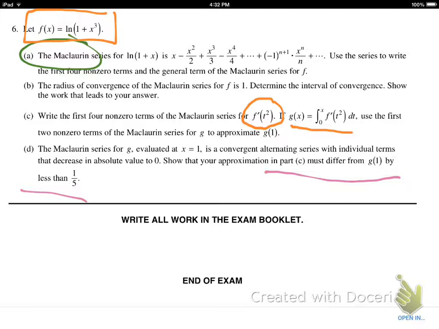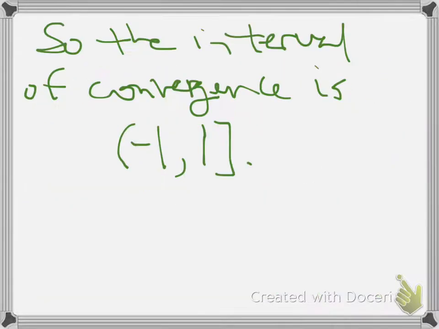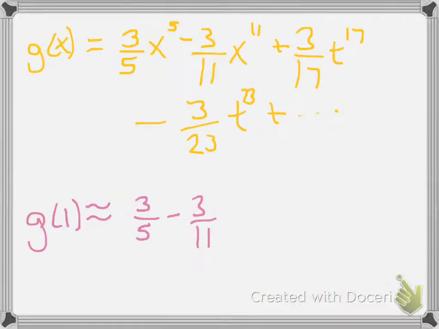Realistically, we're looking at the magnitude. The way they worded this, "must differ," we're looking at the magnitude of the error. So what I'm trying to show is, let me get all the way to the last screen here, that this value here differs from g of 1 by less than 1/5. So I want to show that the error has a magnitude, I'm going to put that in before I forget it, less than 1/5.